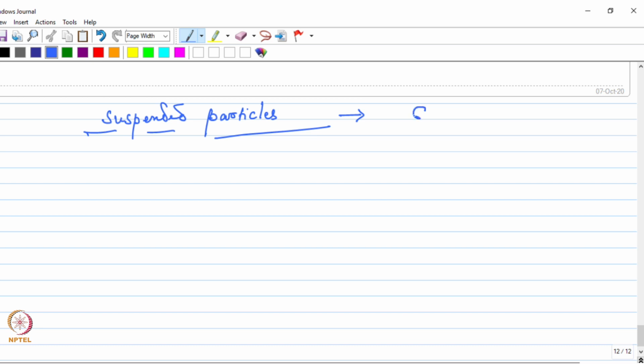So here we are basically adding some grain refiners into the liquid metal, and these grain refiners will actually provide you some solid suspended particles in the melt, and these will act as the preferential or heterogeneous nucleation sites.